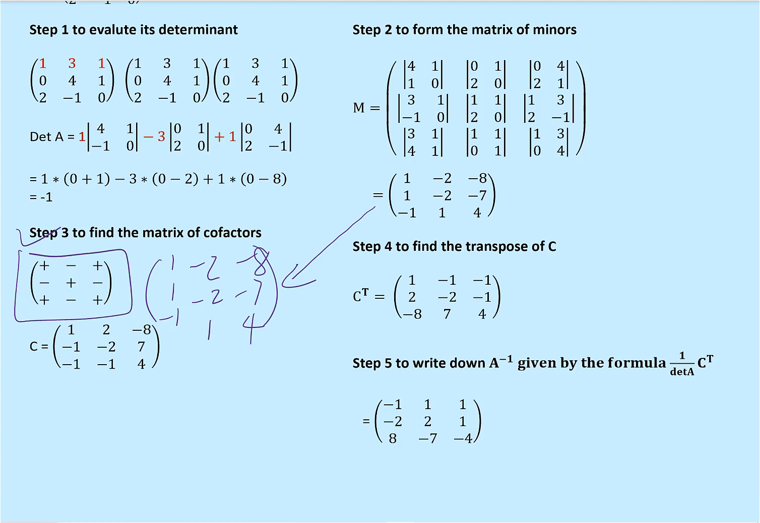Just apply the sign. So we still have the 1. The -2 is now become a +2 because the pattern here is minus. And we keep the -8. And then this number here is now become -1 because of the minus here. We keep the -2. And from the pattern, there's a negative, so this is now become a +7.